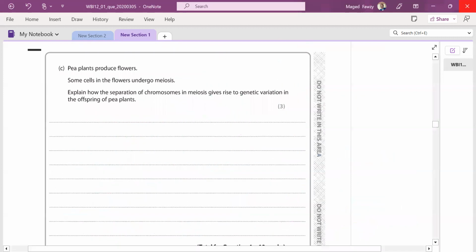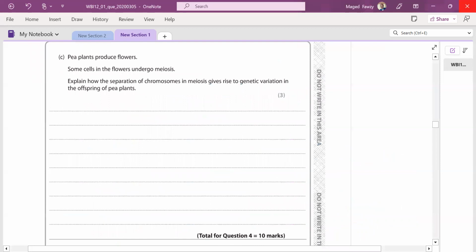Okay. Question: pea plants, some cells in the flowers undergo meiosis. Explain how the separation of chromosomes in meiosis gives rise to genetic variation in the offspring of pea plants. It is 3 marks. We have to say a general point: independent assortment of chromatids, or random arrangement of chromosomes, or random separation of chromosomes, random assortment of chromosomes.